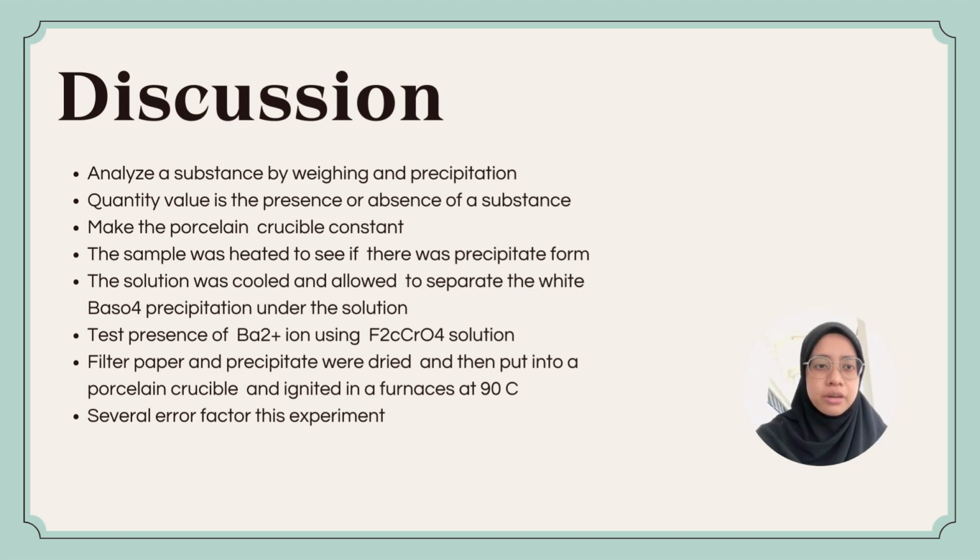There are several error factors in this experiment, including a precipitate that escapes from the filter paper so that the sediment obtained is not optimal. Next, there are deposits that spilled during filtering, and there are still Ba2+ ions attached to the precipitate so that the sulfate obtained is not pure. There is still filter paper that has not been ashed so that the sediment mass obtained is not accurate.